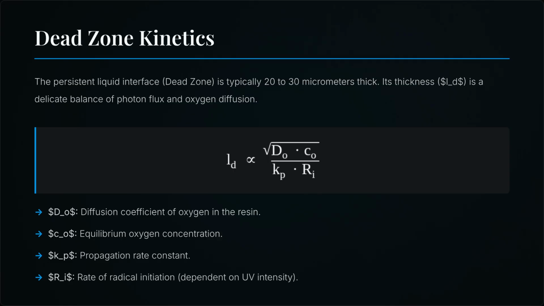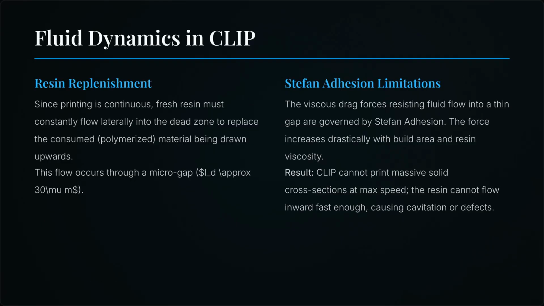This dead zone is typically 20 to 30 micrometers thick. Its stability is a precise balance of oxygen diffusion rates and the rate of radical initiation caused by UV exposure. Because CLIP runs continuously, fresh resin must constantly flow into the dead zone. However, viscous drag, described by Stefan Adhesion, limits how fast large cross-sections can be printed.